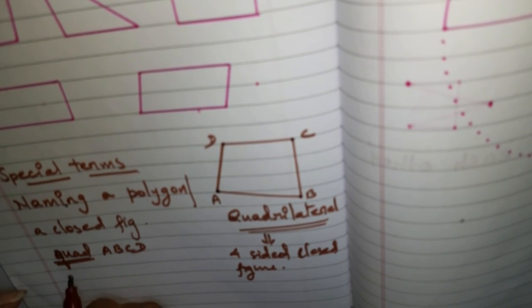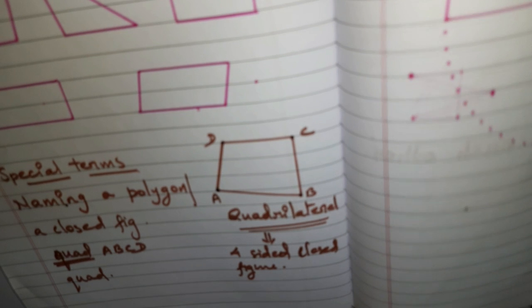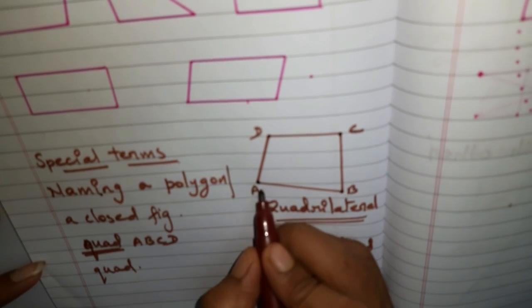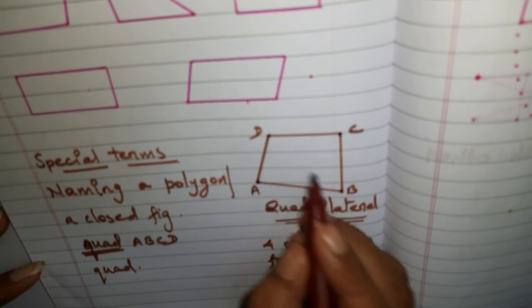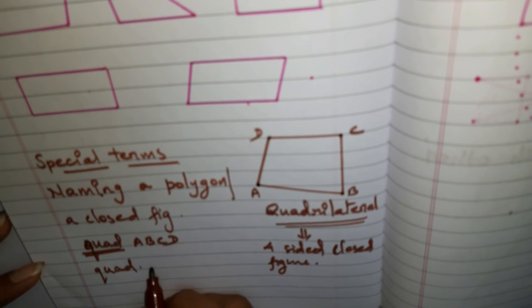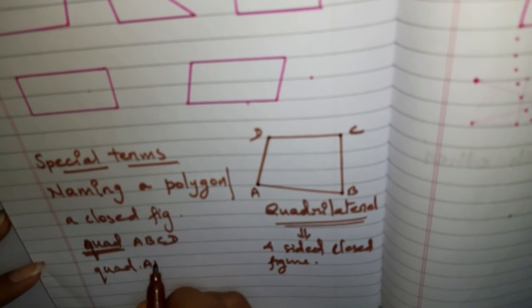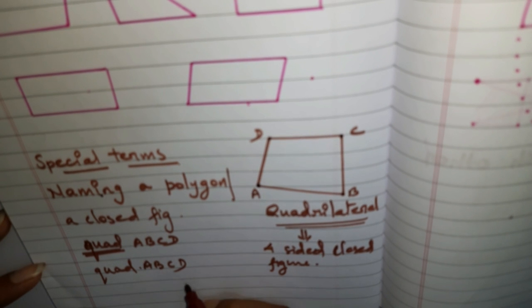Now, suppose I write quadrilateral A, C, D, B. Or if I write it like this, A, B, C, D. So, is it correct?